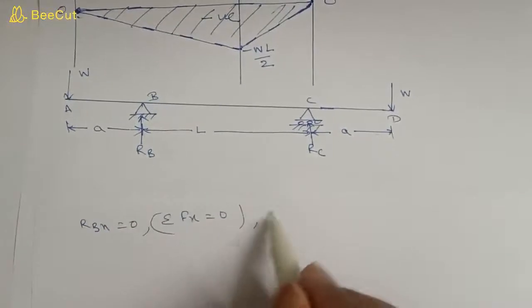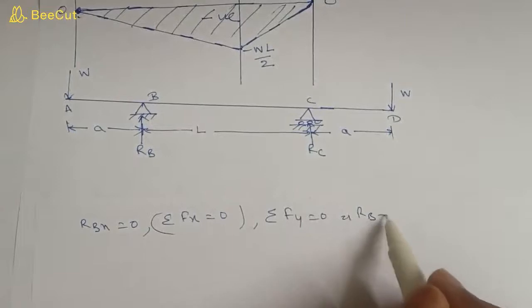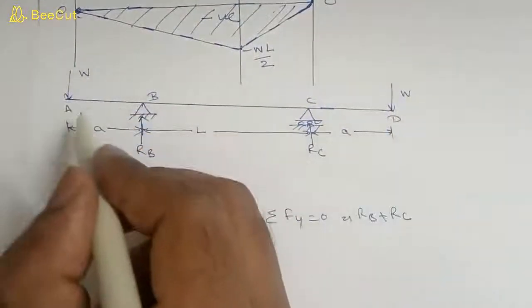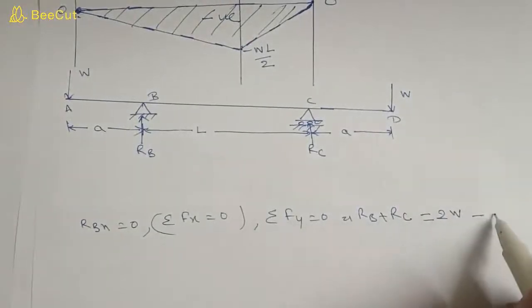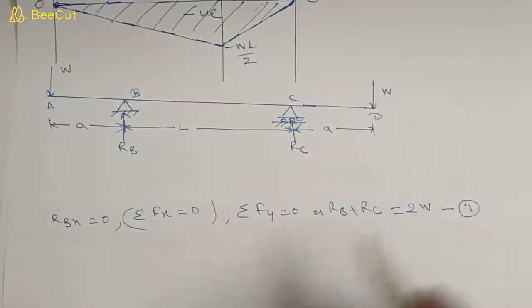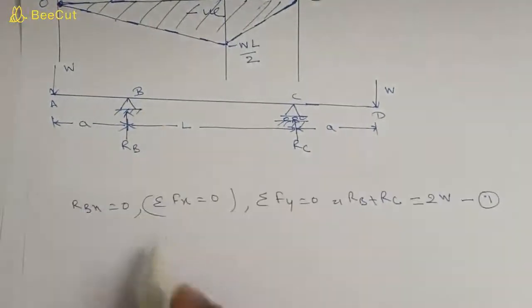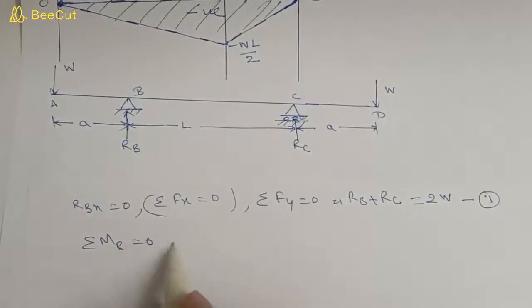Now summation Fy is also 0. So RB plus RC, these two forces, will be equal to W plus W, equal to 2W. This is equation 1. Now if we take moment about point B, then the sum of all the moments about point B should be 0. So summation of MB is equal to 0.